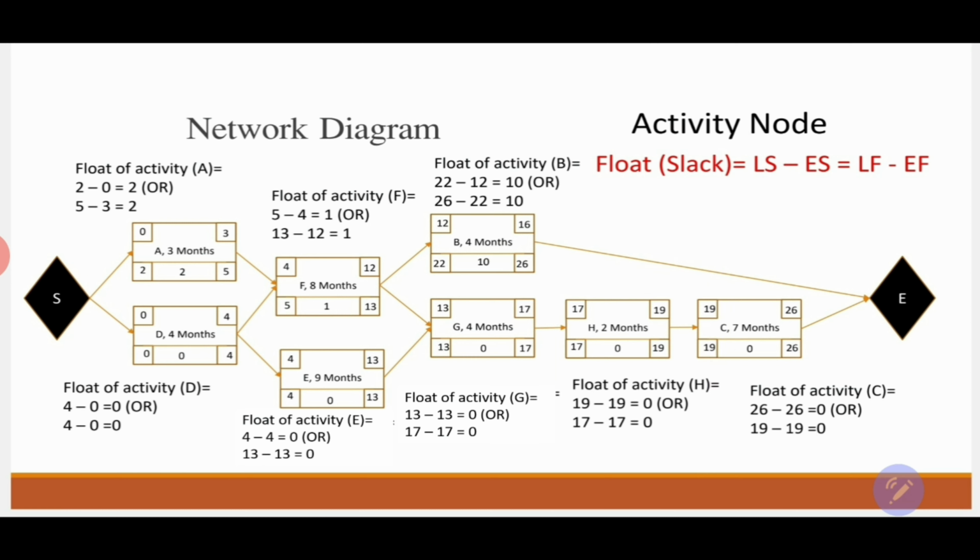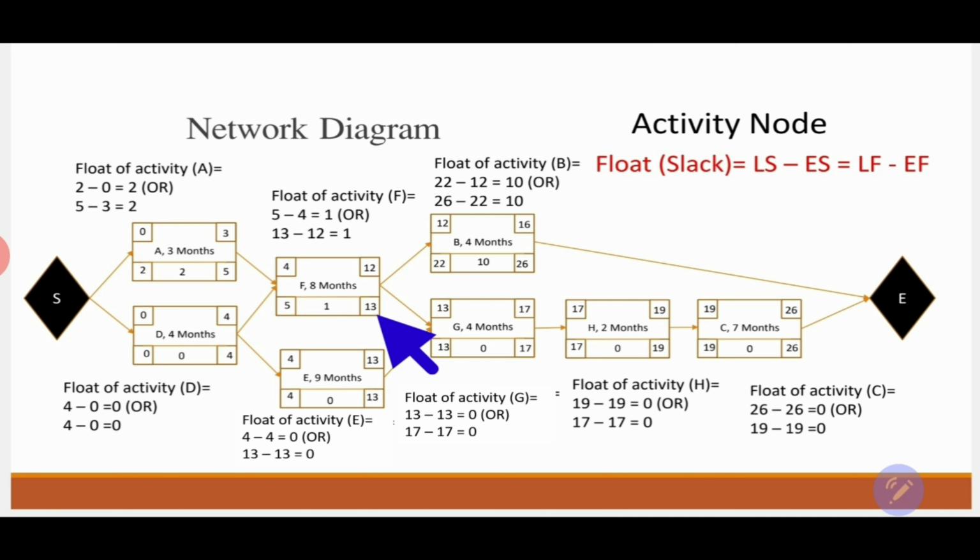To explain further, let's first of all know what float means. Float means flexibility in the activity duration itself. For example, if we take activity A, it can be completed as early as 3 months or as late as 5 months. It means that this activity has a float, a flexibility in its accomplishment date, of 2 months. Activity F, we can finish it as early as 12 months or as late as 13 months.